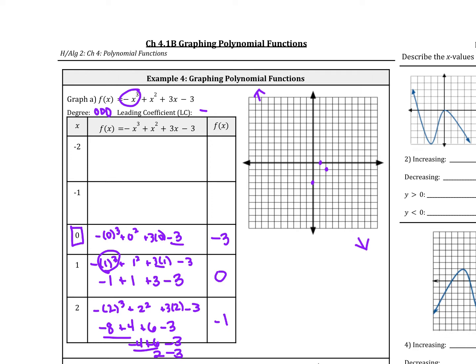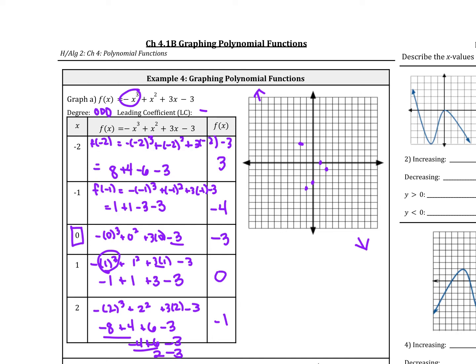Then we would also plug in numbers for the rest. So go ahead and try plugging in negative 1 and negative 2 and see what your y values are. If you plugged in negative 1, you should have gotten a negative 4. If you plugged in negative 2, you would get a positive 3. I went ahead and plotted those points on the graph already. And so we know a little bit more about the inside of the graph.